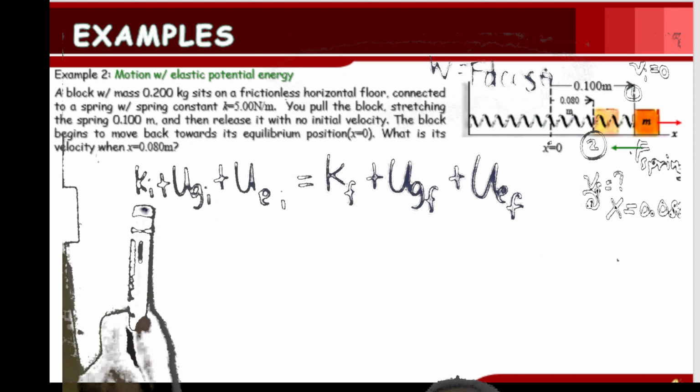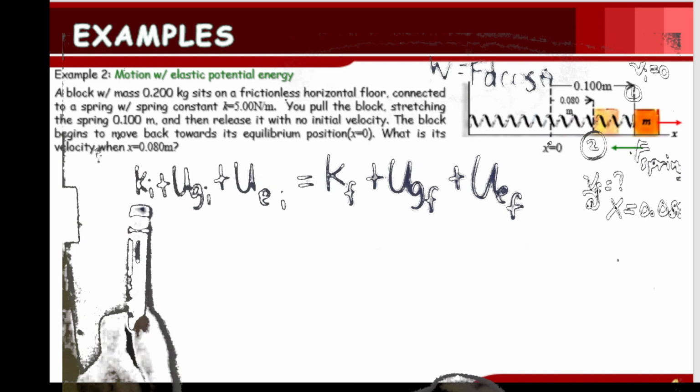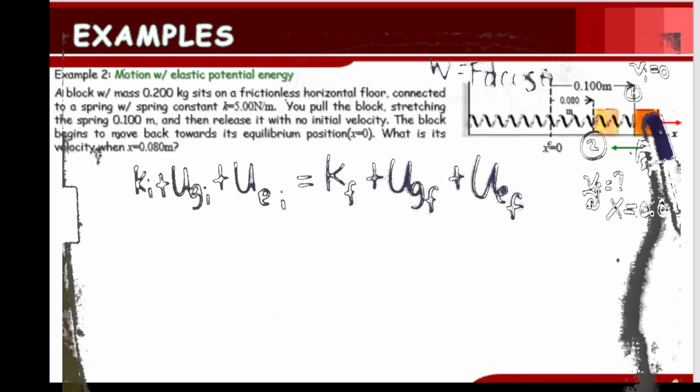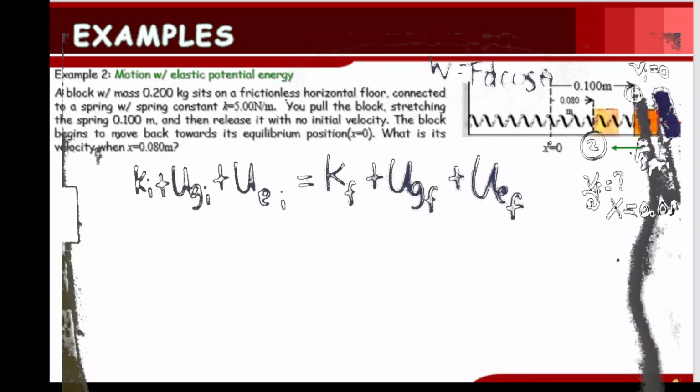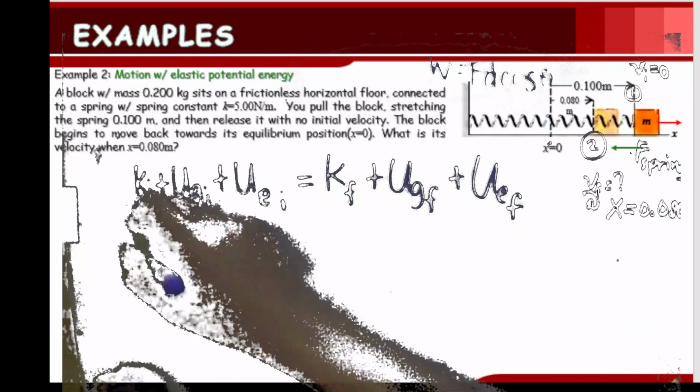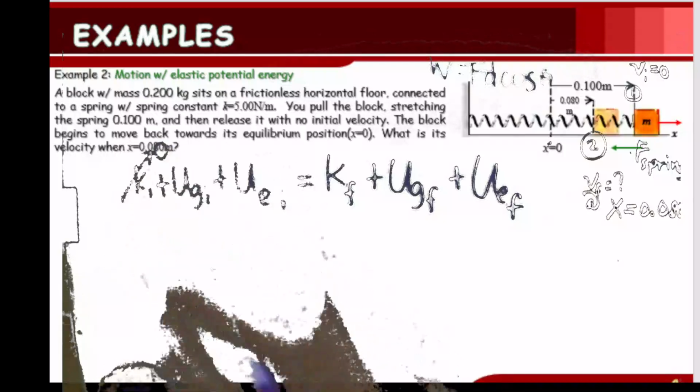Do we have initial kinetic energy? Zero. Initial speed or initial velocity is zero because you release it from rest. So your initial kinetic energy will be zero.